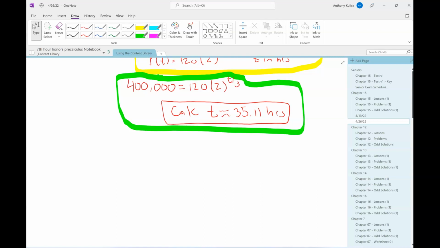Another situation where we can apply a logistic or exponential model to solve is radioactive decay.